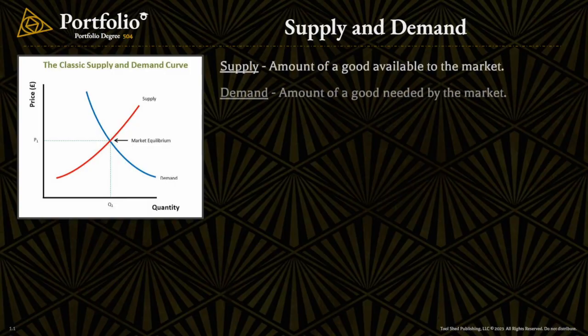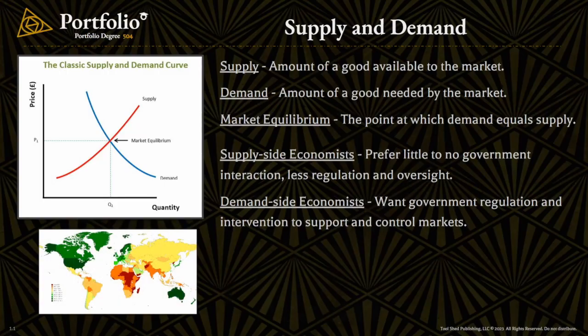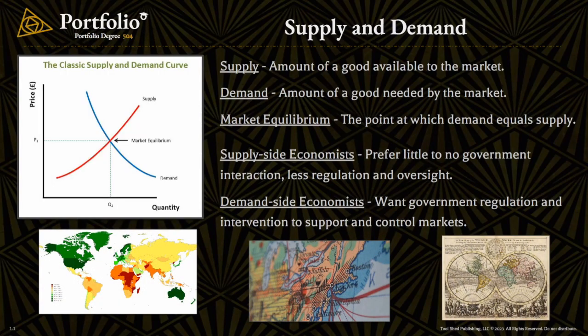One of the most basic elements of economics is understanding supply and demand. Supply is the amount of a good available to a market, whereas demand is the amount of a good needed by the market. When demand equals supply, then you have a market equilibrium and prices are competitive.